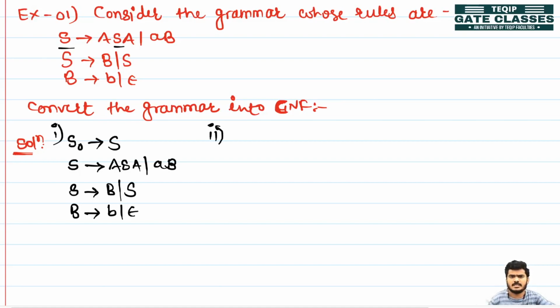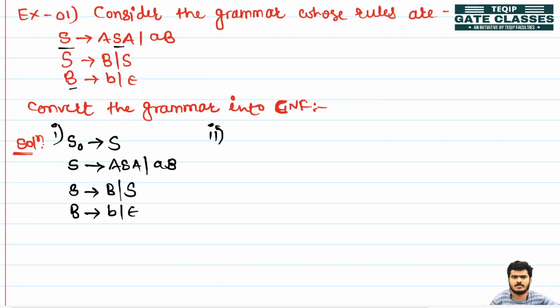Let's see the second step: we have to check whether the grammar has epsilon productions. Here there is one epsilon production, that is B produces epsilon. Based on the elimination method for epsilon productions, I will identify the nullable variables. So which are the nullable symbols?